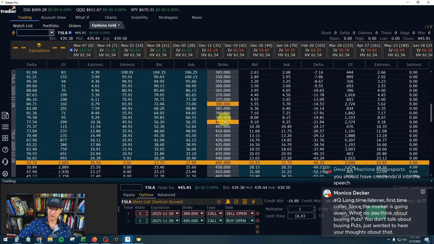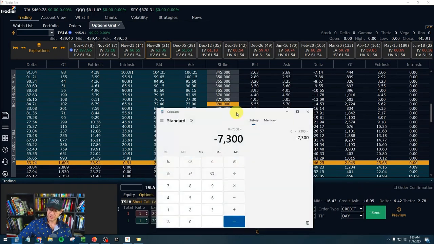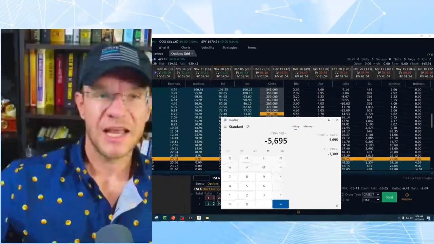So let's say I go from the 380 to the 400. This would give me a credit. I'll drop chat off for a moment here. This would give me a credit of $16. So plus 1605. Okay. So what I've done here is I've reduced my risk by 1605. So instead of having a total risk of 7,300, my total risk now is 5695. That's a great start already. And you know what I can do with that 1605 that I just took in as credit?